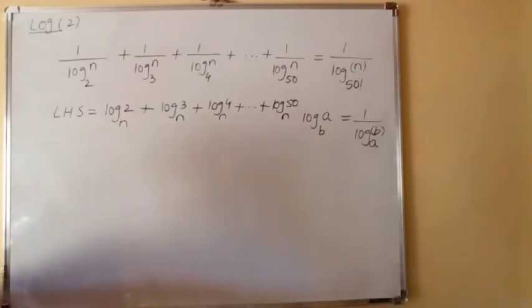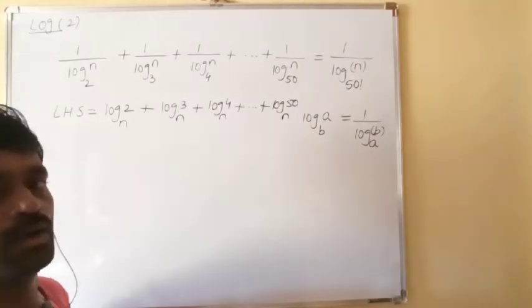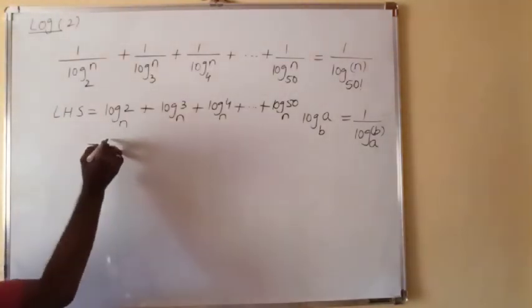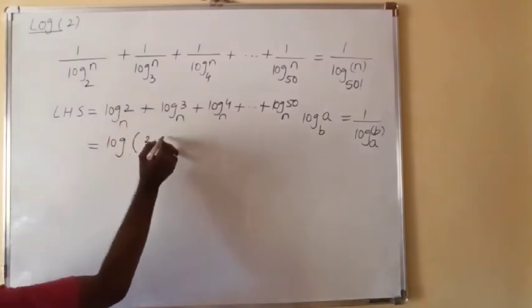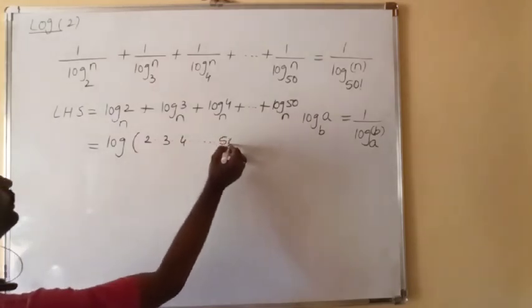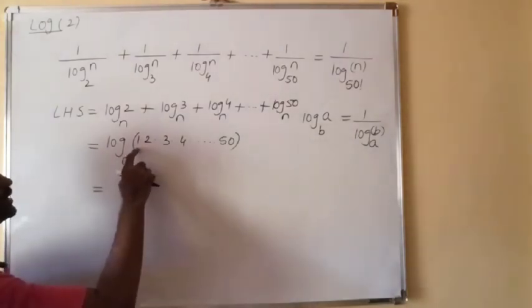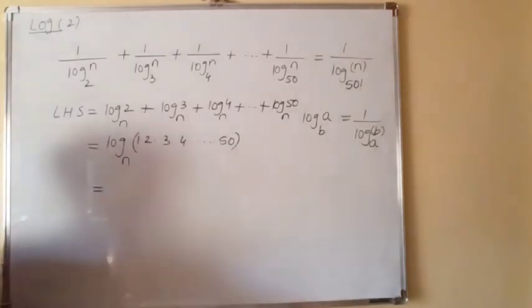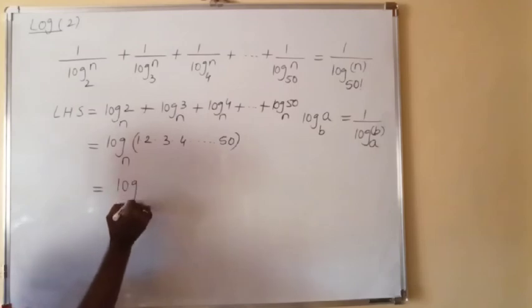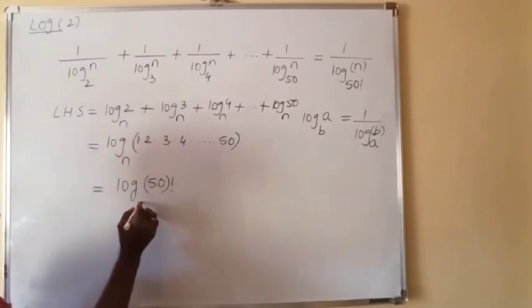In all the terms the base is the same, so we can use log m plus log n is equal to log of mn, or log m plus log n plus log k is log of m into n into k. Using that formula, this becomes log of 2 into 3 into 4 and so on into 50 to the base n. If I multiply this product with 1, is there any change? Nothing will change. So why am I multiplying with 1? Now it becomes 1 into 2 into 3 into 4 and so on up to 50, the product of the first 50 natural numbers, which can be written as 50 factorial, base n as it is.